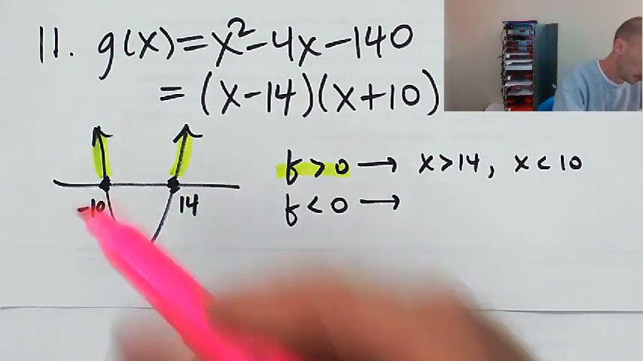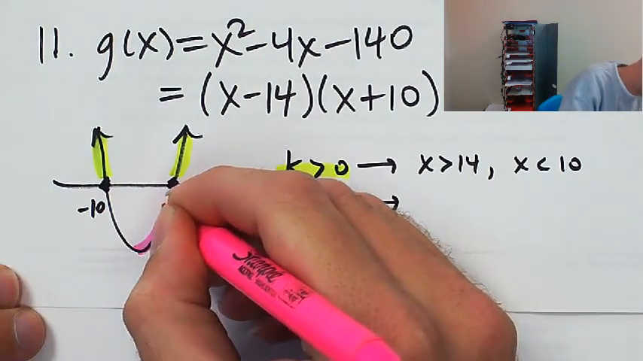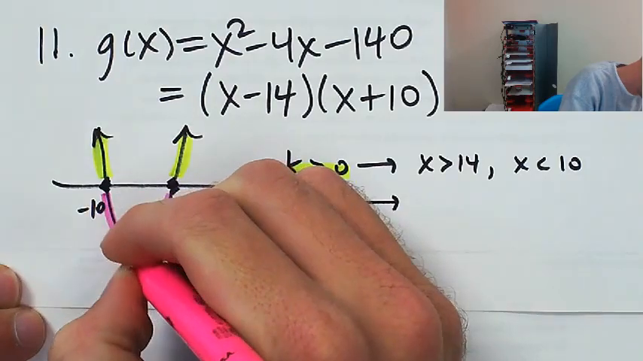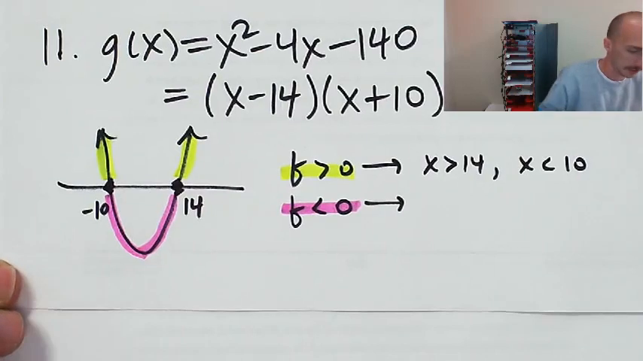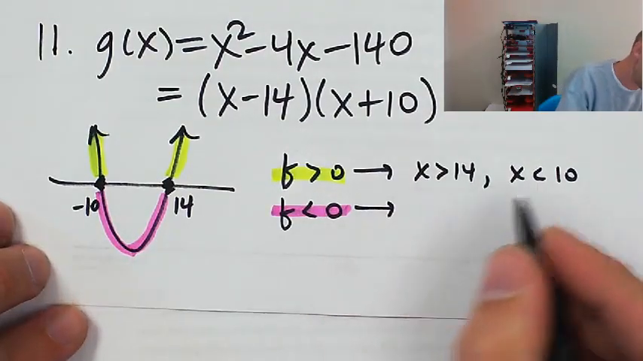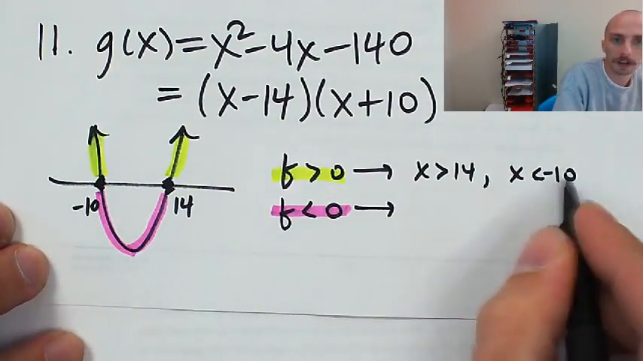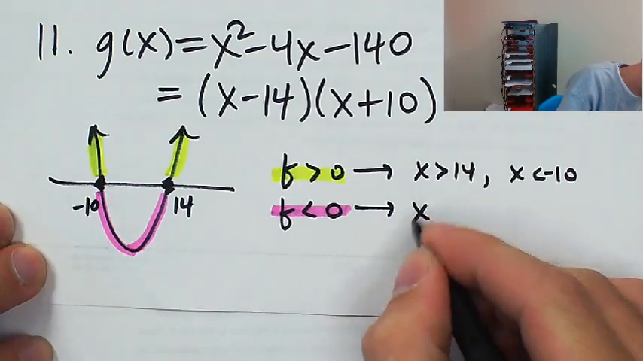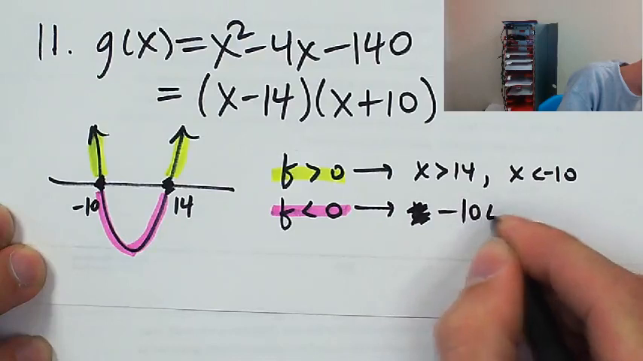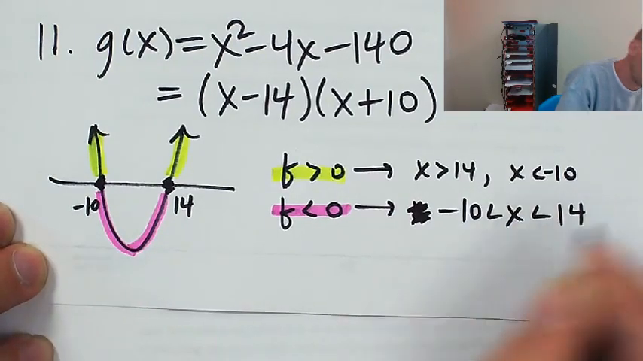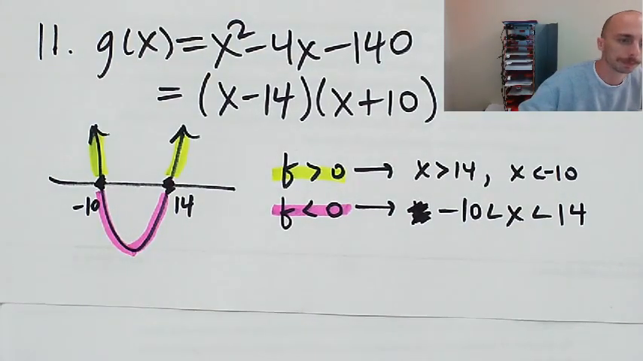So we're talking about here and there. Okay, so that's less than negative 10, caught that. And x is between, so I might write negative 10 less than x less than positive 14. All right, number 12.